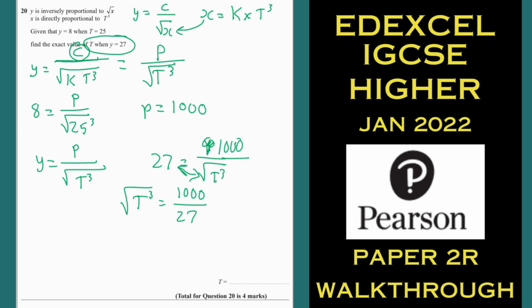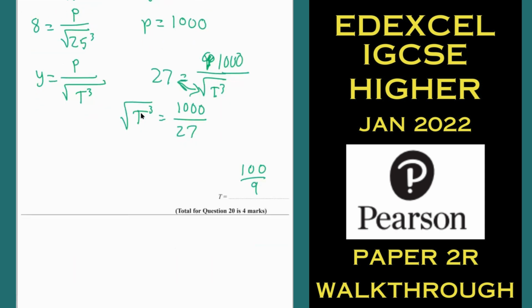And now find your t by doing opposites. So stick the 1,000 divided by 27 in your calc. Get rid of the square root by squaring it. And whatever your calc says, get rid of the cubed by cube rooting it. It should spit out the nicer looking 100 over 9, or the equivalent of.